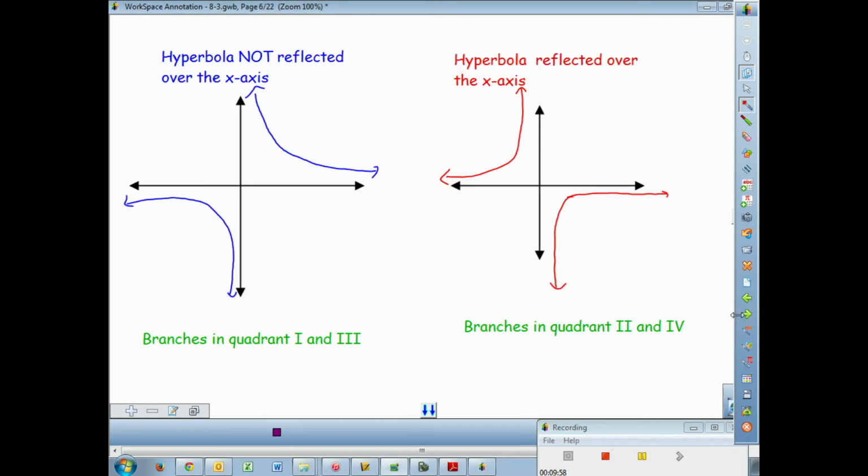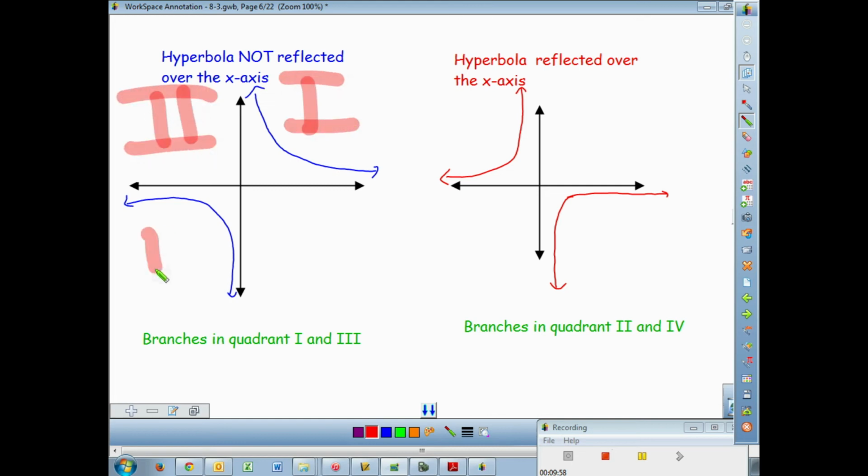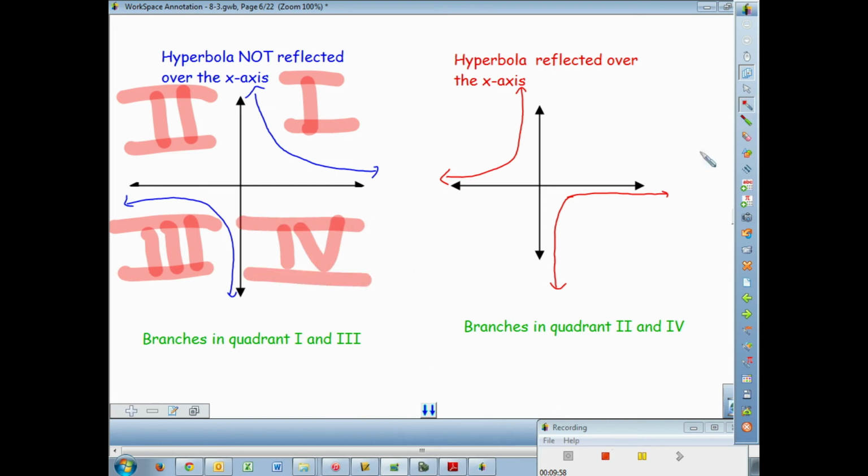First, let's realize what it looks like if you reflect a hyperbola over the x-axis. This is your normal hyperbola. You should have been taught a long time ago that the coordinate plane has 4 quadrants. 1, 2, 3, 4. If you can't remember how they go, it's like if you make the letter C: 1, 2, 3, 4. The normal branches of a hyperbola are in quadrants 1 and 3. You with me on that?